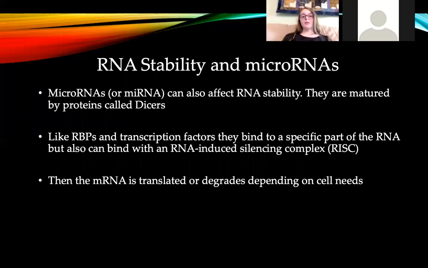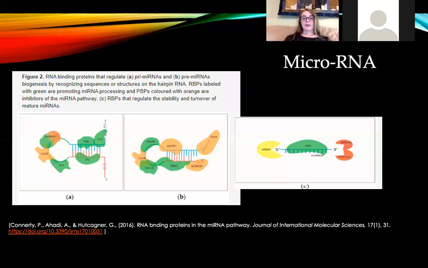RNA stability in microRNAs. MicroRNAs, or miRNA, can also affect RNA stability. They are matured by proteins called dicers. Like RBPs and transcription factors, they bind to a specific part of the RNA, but also can bind with an RNA-induced silencing complex, also known as the RISC. Then the mRNA is translated or degrades depending on cell needs. MicroRNA, this image just kind of goes more into detail with that.